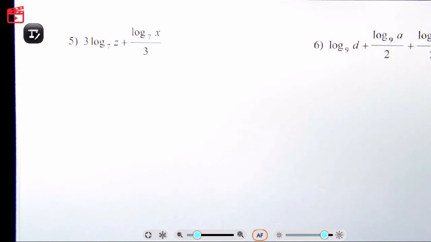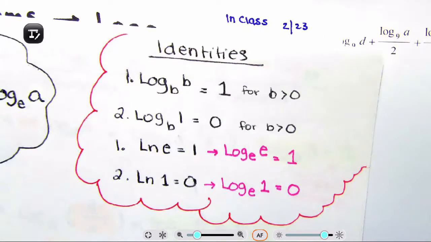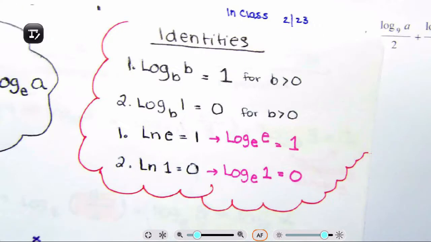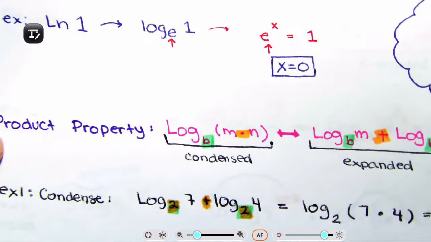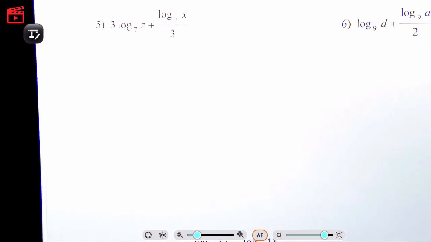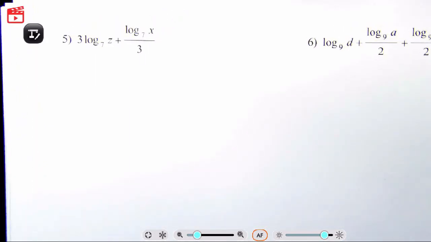We're going to be looking at identities. Again, these identities come from the golden rule. We're also going to be looking at the product property, quotient property, and power property. So if you don't have your notes, go ahead and take out your notes, because we're going to be referring to them quite often or just using the properties. All right, let's go ahead and jump in.